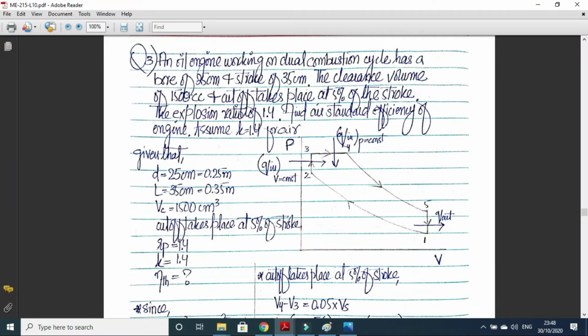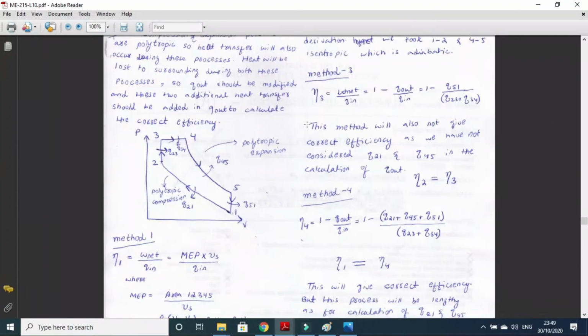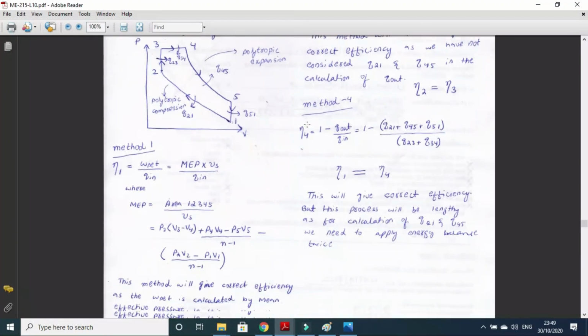An oil engine working on dual combustion cycle has a bore of 25 centimeters, stroke of 35 centimeters. The clearance volume is this. Cutoff takes place at 5% of the stroke. The explosion ratio is 1.4. The air standard efficiency of the engine is this. So this is a similar numerical. You can do it on your own. This thing we have already discussed.